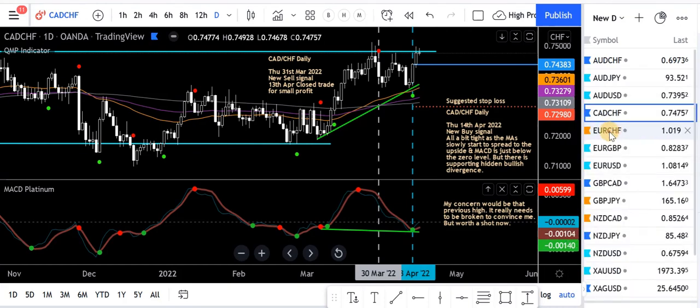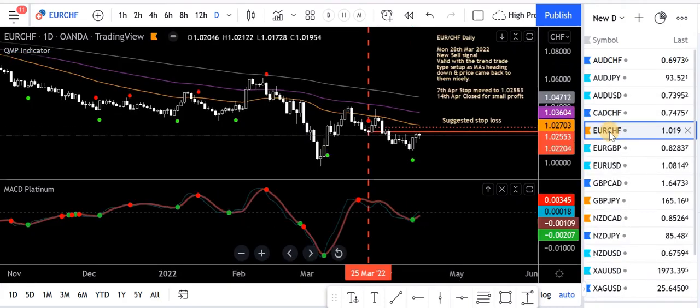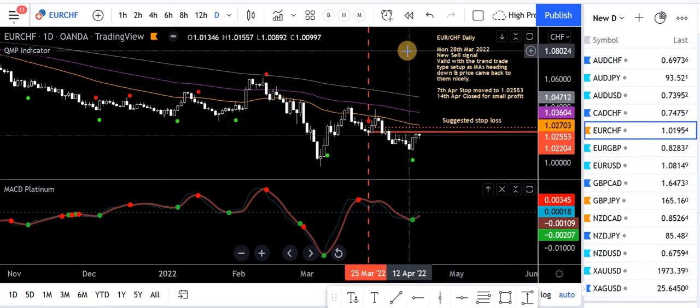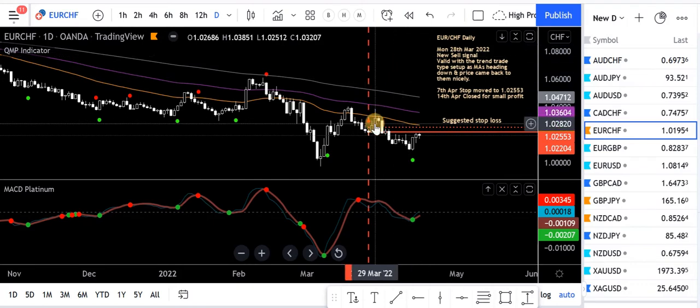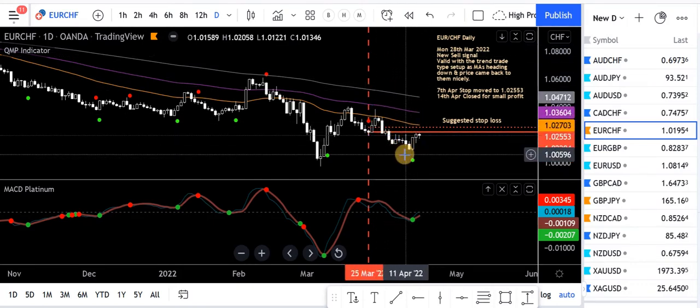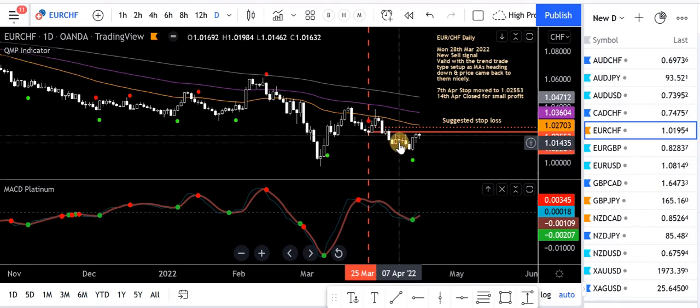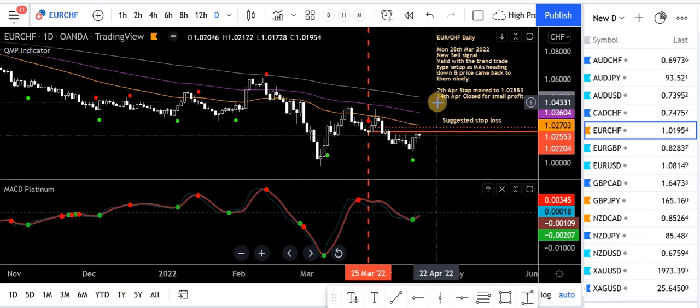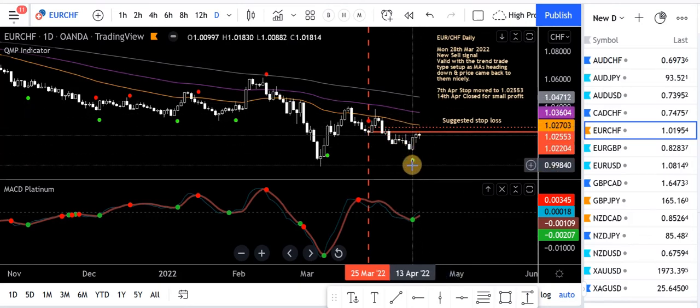Euro Swiss, another one that's highlighted in orange. There's a reason for that. The reason is I took a sell here on the 28th of March. It went down, went down, went down. On the 7th of April, I moved the stop right down, just didn't like the look of it. MACD Platinum through the zero level. I moved the stop down to there, and on the 14th of April, I called the close.